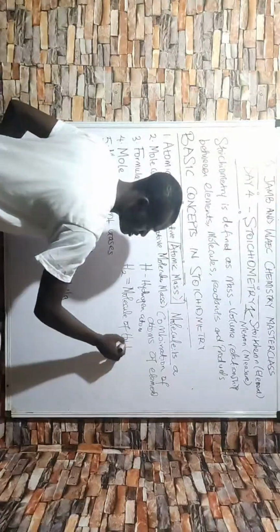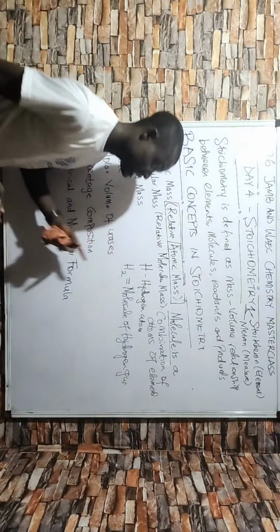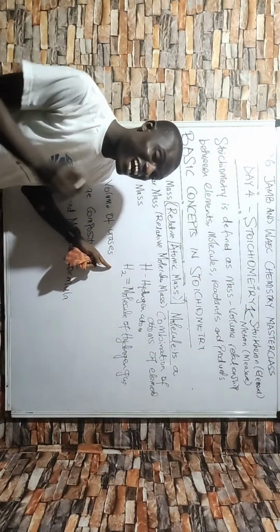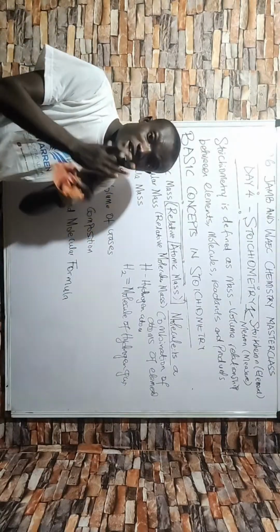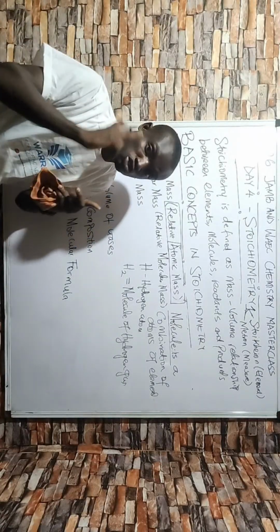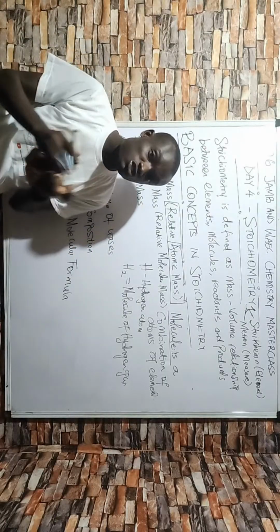Molecule of hydrogen gas. So gases exist as what we refer to as a diatomic nature. Diatomic means 2 atoms will come together. Di means 2, atomic, 2 atoms. So gases exist in a diatomic state.